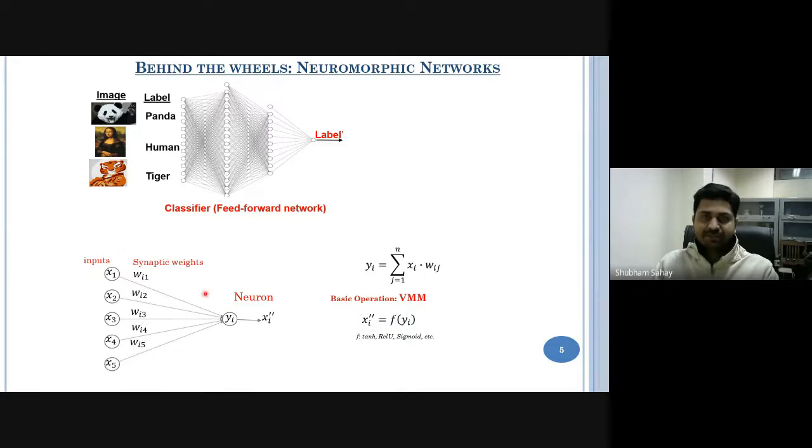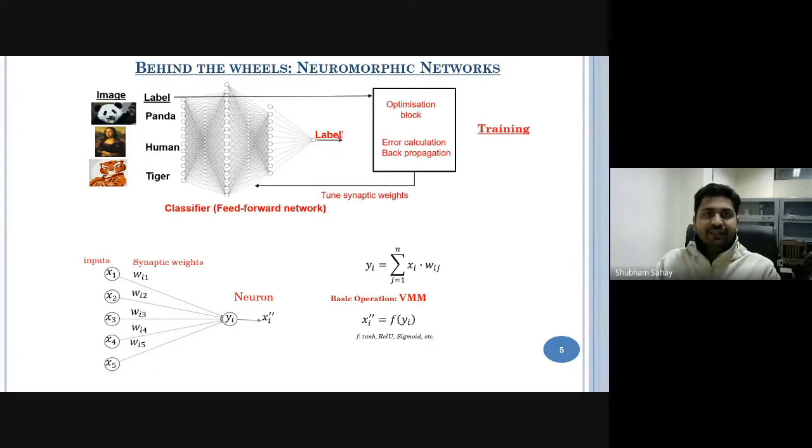Regardless of what kind of neuromorphic network you're talking about, the basic operation remains the same. It is the vector-by-matrix multiplication of the input vectors with the synaptic weight matrices. Initially, your synaptic weight matrix is randomly initialized, right? So these weights are random initially. But with random weights, you cannot be sure that what you are getting at the output is correct. So people go for a method called training, and in this training they try to improve the accuracy of the neural network.